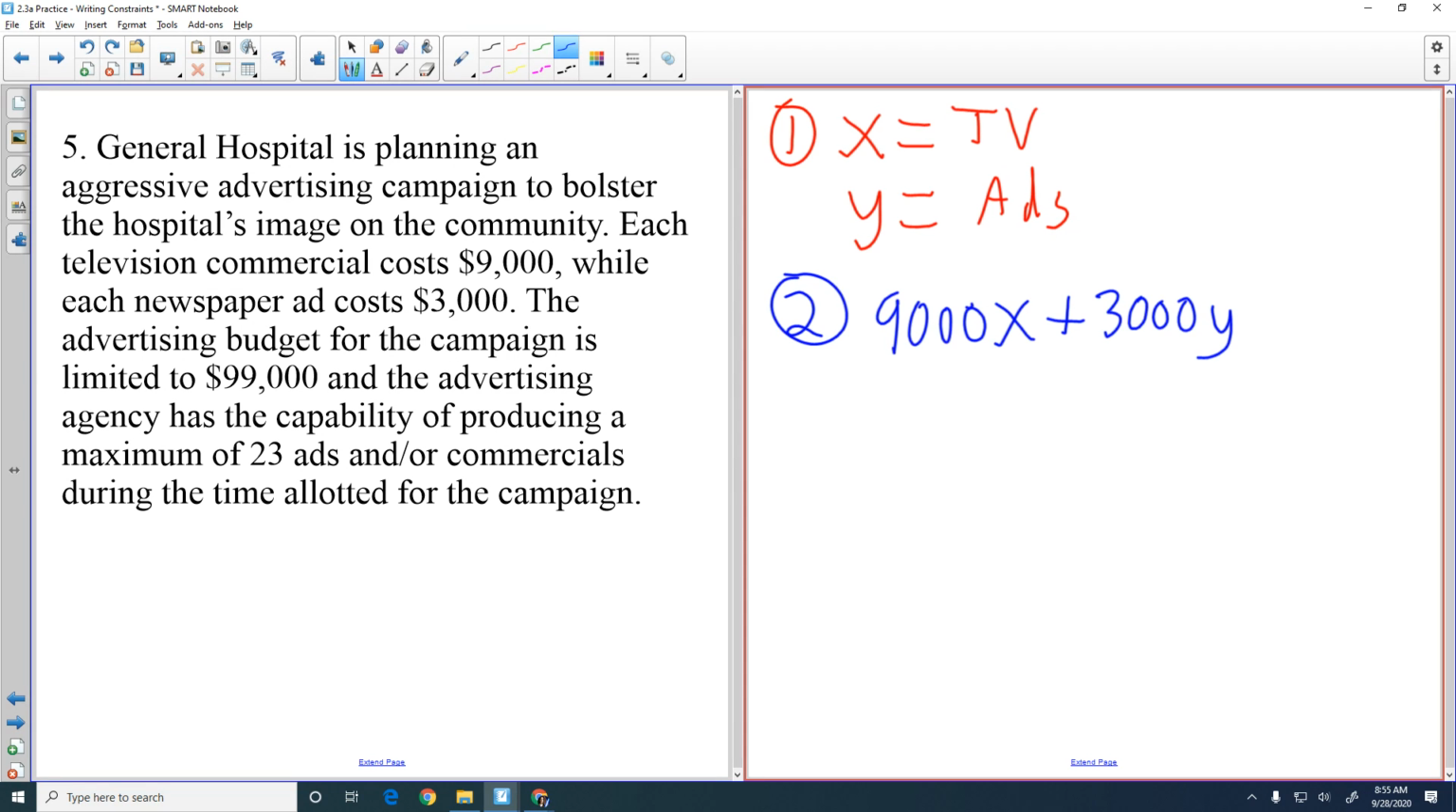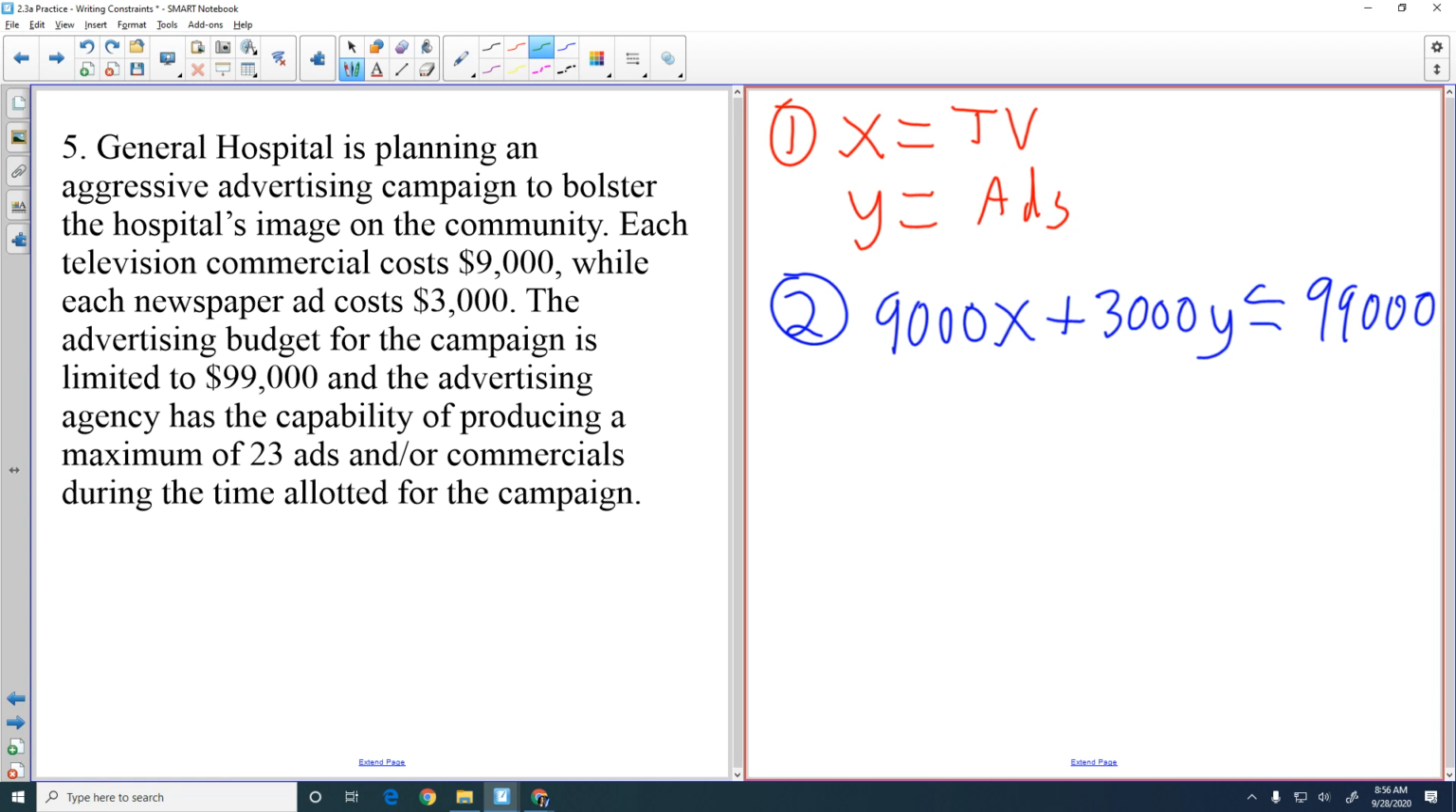And then when you add that total up, it's got to stay under the budget of $99,000. Anyone have that constraint written out? Yep. Okay, great. We're getting it. That's awesome.